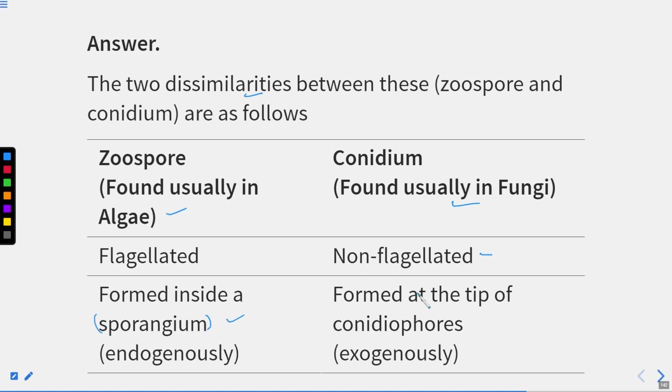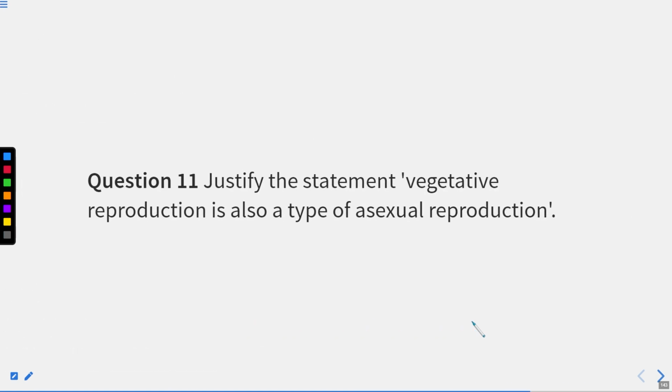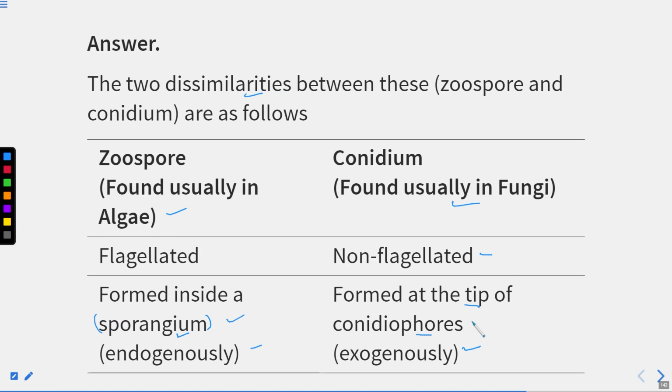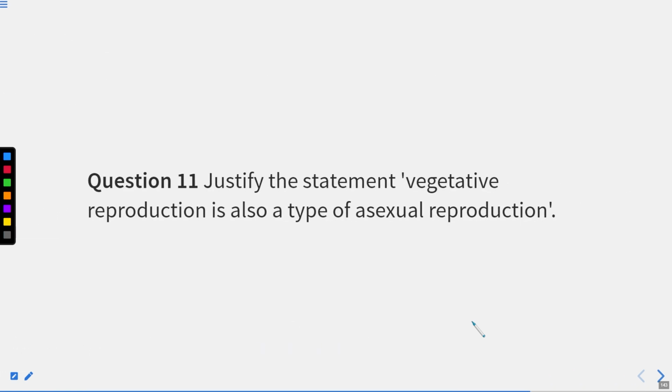Okay, but whereas conidia, they are formed at the tips of the conidiophore and they are born exogenously. Okay, so this is also a difference. Zoospores are formed endogenously, means within a structure known as the sporangium, whereas conidia are born on conidiophore exogenously. Alright, so these were the differences. Now, what is the similarity between them? Zoospores and the conidia, they both are asexual structures. This is the similarity. Asexual spores, and they help in asexual reproduction.